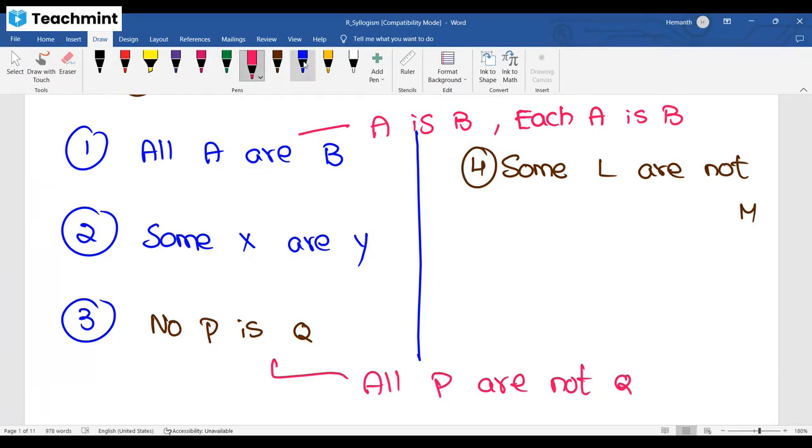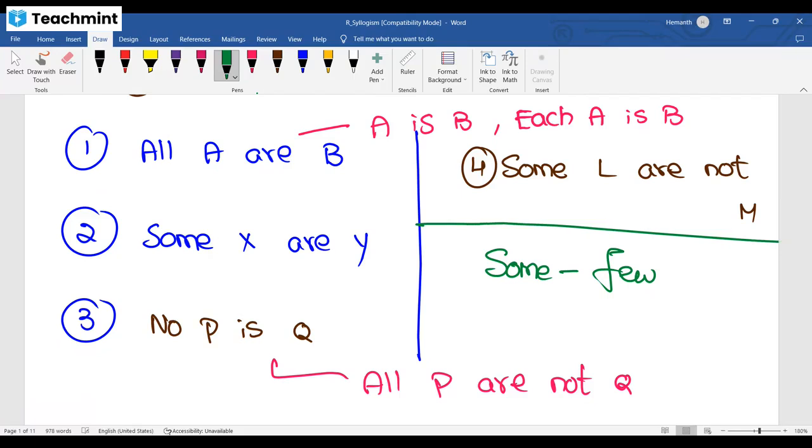And in few cases, instead of the word some, they may use the word few. Few X or Y is nothing but some X or Y. They can use the word most also. Most X or Y does not mean all X or Y, right? Most of the X or Y means there is some connection between X and Y. It's not all X or Y. All X or Y means each X is Y, every X is Y, or X is Y, all X or Y we should consider.